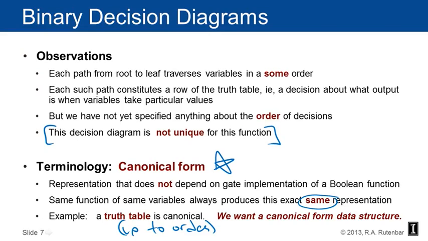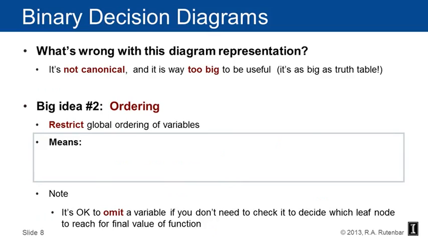It's canonical. What we really, really want is a canonical form data structure, so that if we both agree on what the Boolean function is and we both build it, we get exactly the same data structure. So what's wrong with this diagram representation? Well, several things. It's not canonical. That's a big one. But honestly, the first thing that's really wrong with it is it's just way too big to be useful. I mean, it's as big as a truth table.